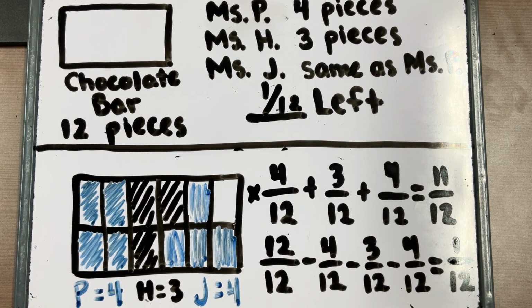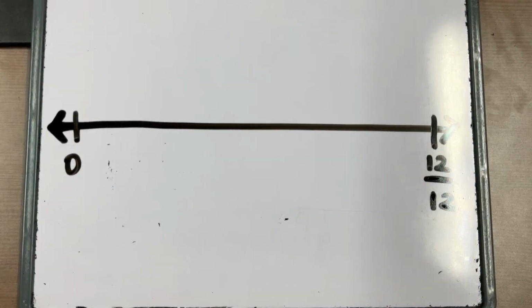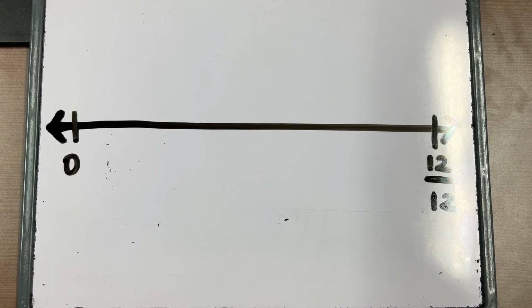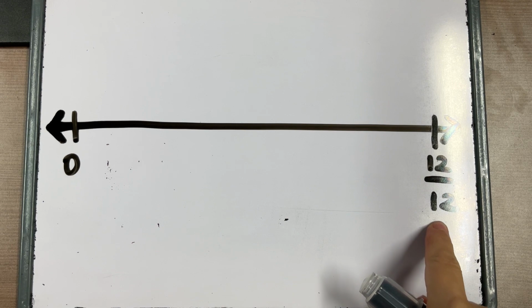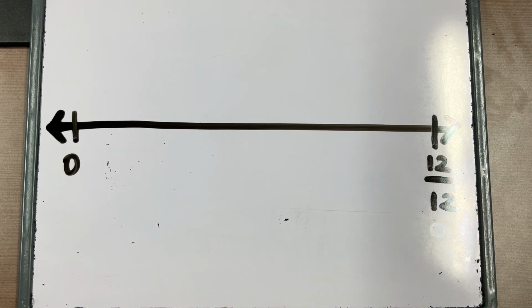Is there a way that you could draw this on the number line? Give this problem a go on the number line. Pause here to do so. Okay, let's see how you did. I know my number line has 0 pieces all the way to 12 out of 12 pieces. And I need to partition this into 12ths. This is where it gets a little hard.